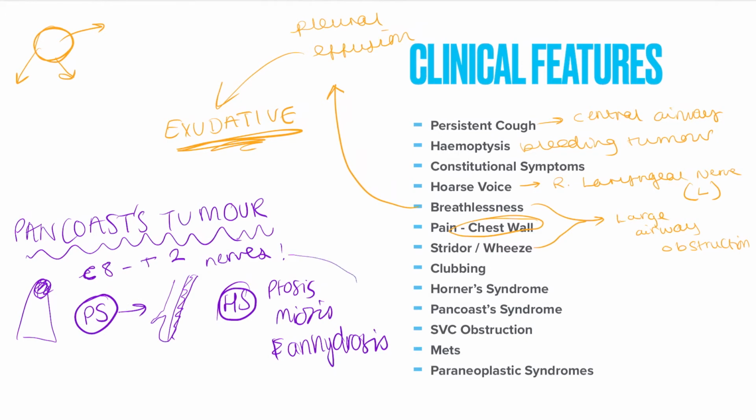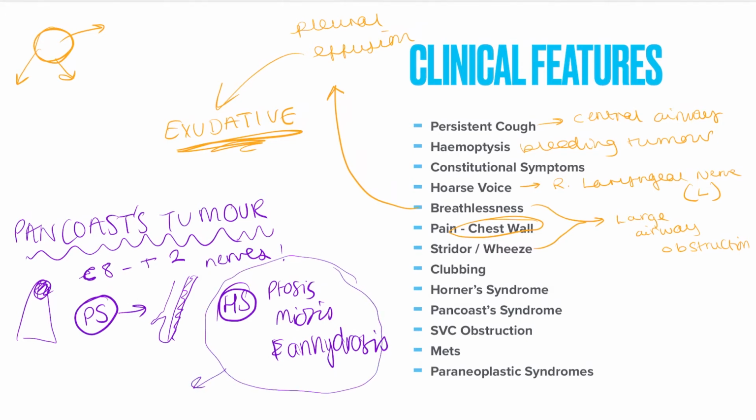The reason that you get all of these different signs is because it's infiltrating the sympathetic nervous system. So you're getting increased expression of the parasympathetic nervous system. Hence, not sweating, constricted pupil and drooping eyelid. You're going to sleep, you want to read your book, and you're not sweating because you're not running away from anything.